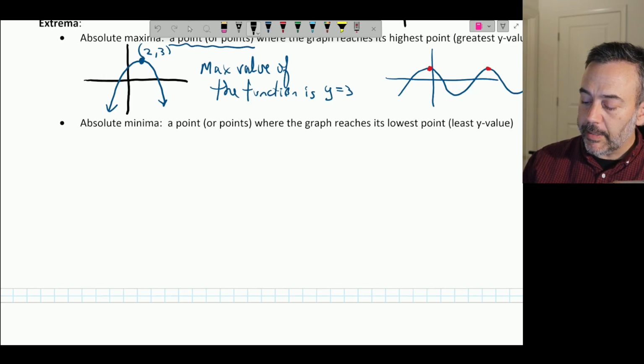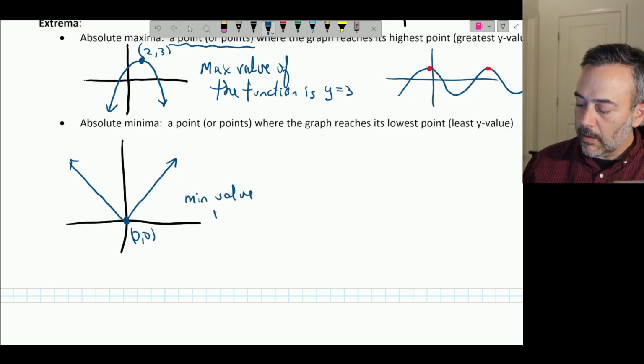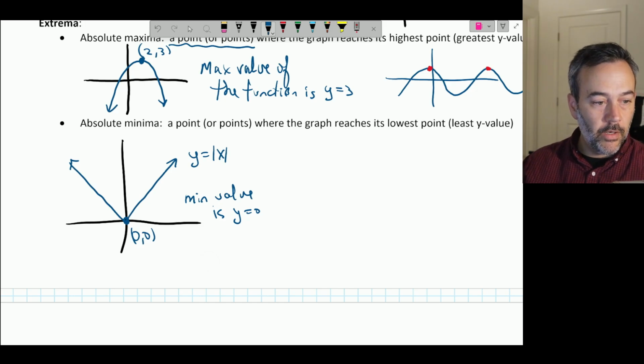Minimum is exactly the same idea. One example is absolute value. The absolute value graph has a minimum point at 0, 0, and its min value is y equals 0. And this is y equals absolute value of x. That's the graph there. Okay.